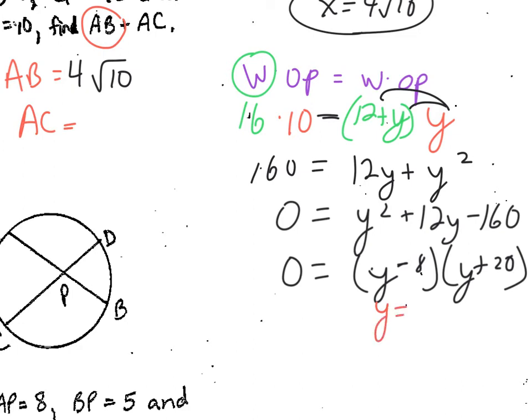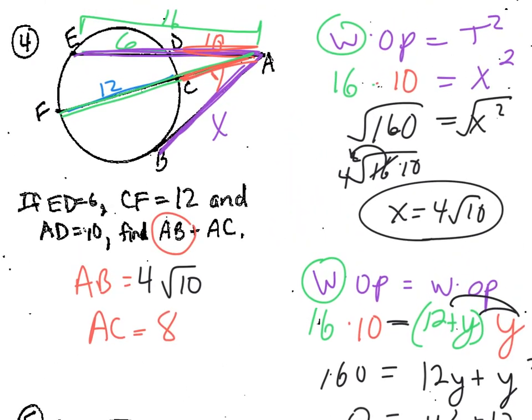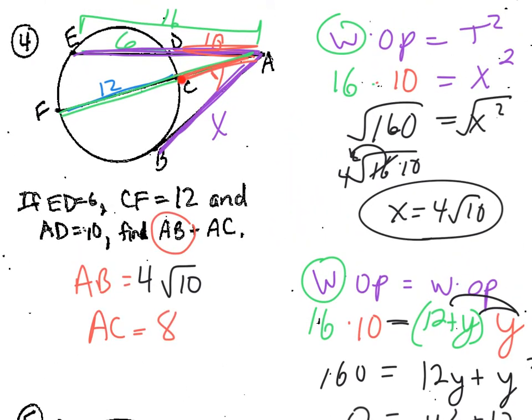Setting equal to 0 and solving, of course, we change the sign. So y equals 8, y equals negative 20. And in this case, geometry tells me that negative 20 is an extraneous solution. Can't have a negative length, so I am going to have a single answer of y equals 8, which was the length of AC. Not a bad idea to go back up here and double check that. If that's 8, does it work that whole times outer part equals whole times outer part? Okay, so there's your two answers for number 4.